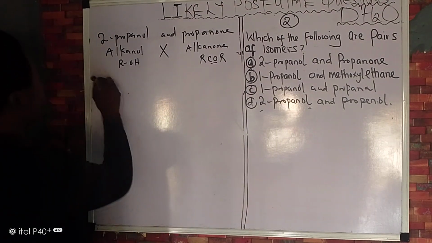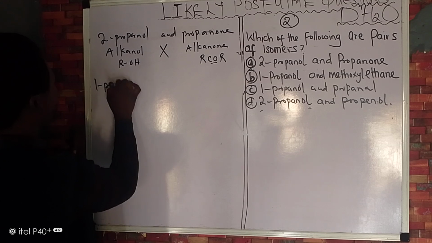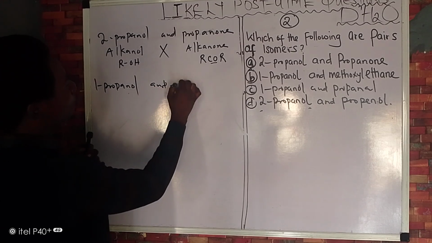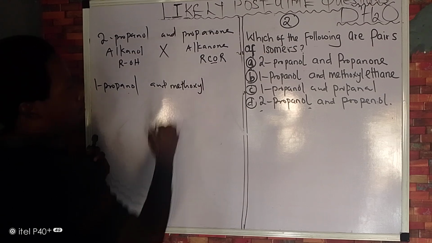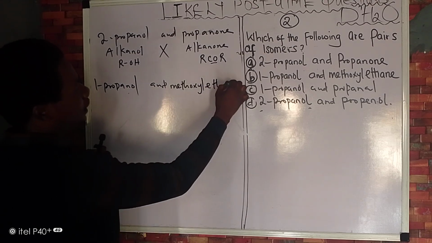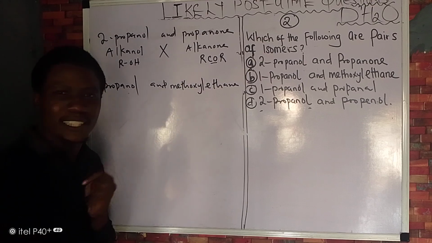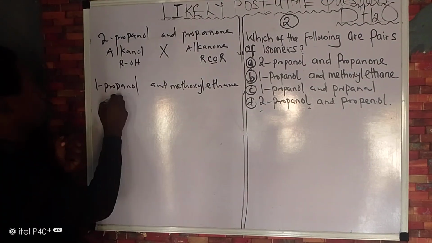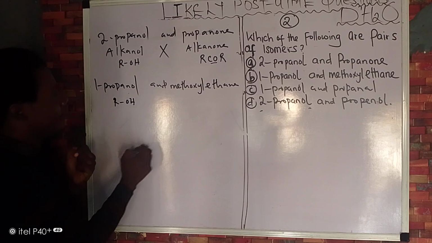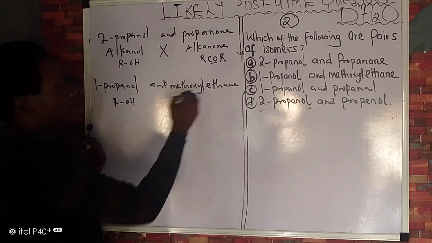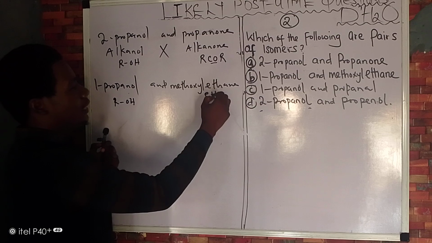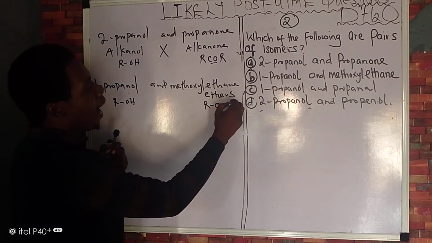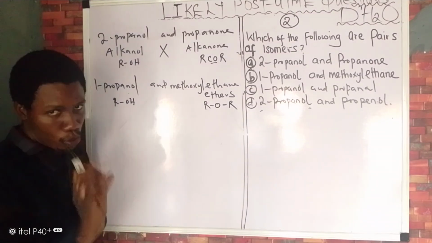In option B, it said 1-propanol and methoxyethane. Now let's consider this. Propanol, like I told you, is R-OH. Methoxyethane is from the ethers, which is R-O-R. That's what we have. So now let us consider this, please.